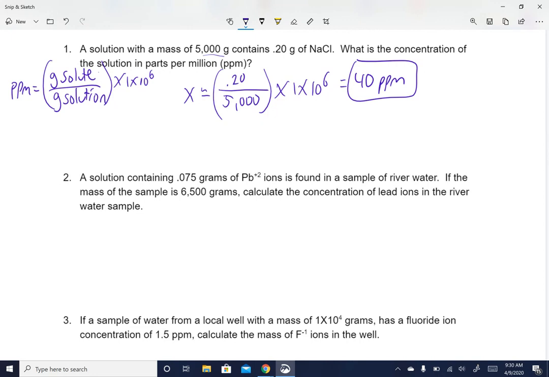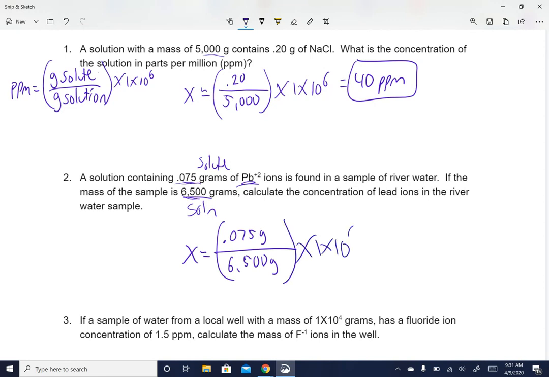So my 0.075, that's my solute. That's dissolved in the water, and this is my solution. SOLN is solution. So I know my mass of solute, I know my mass of solution. I've got to calculate for ppm again. Same setup. ppm equals, this goes on top, 0.075 grams over 6,500 grams times a million. So we have 0.075 divided by 6,500.